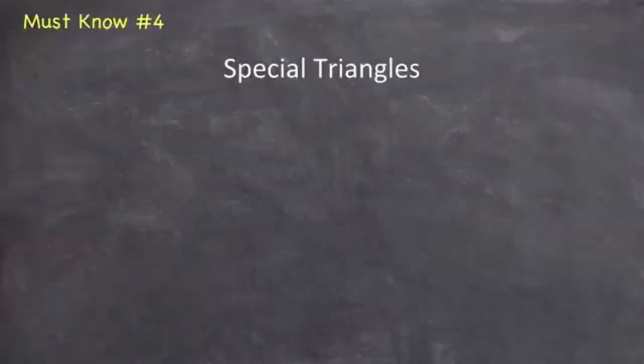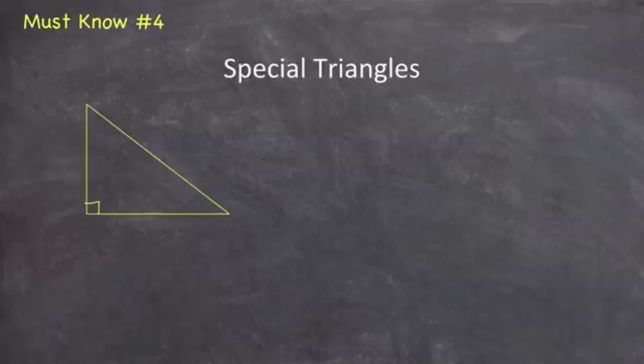Must know number 4, the special triangles. There are two special triangles that are going to allow you to find exact values of sine, cos, and tan for a few special angles. Let me construct those triangles for you. The first one is an isosceles right triangle.